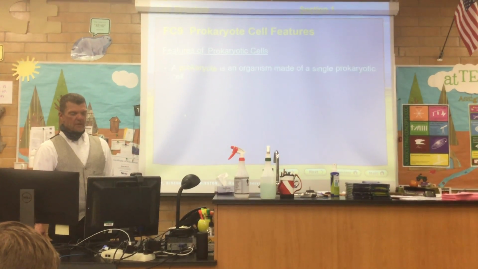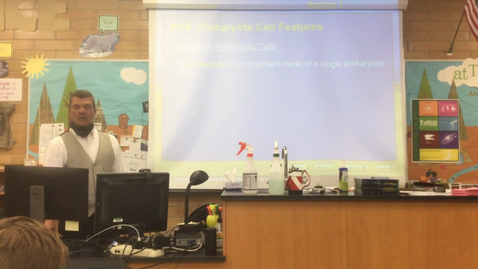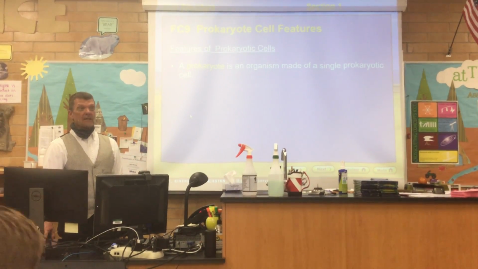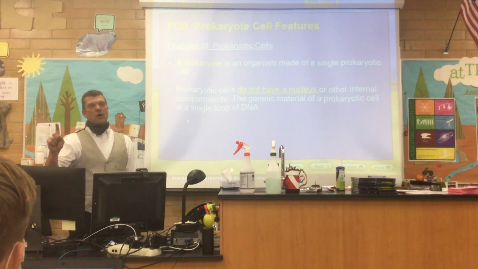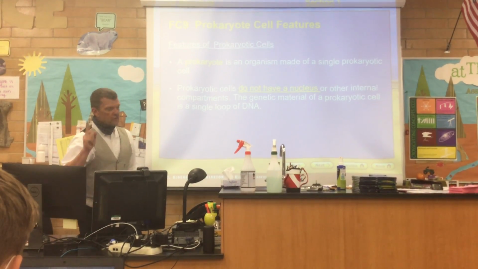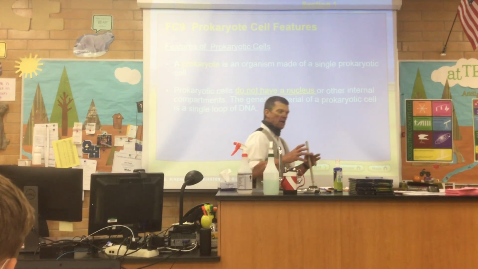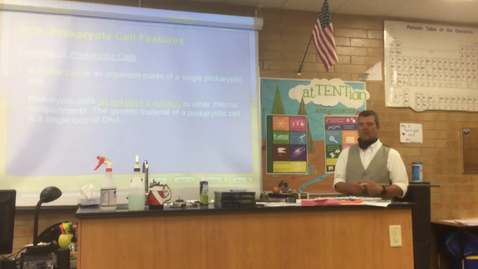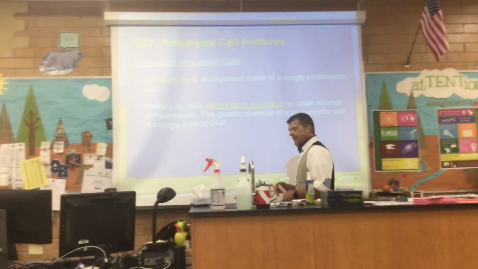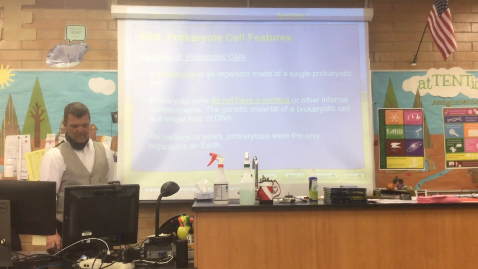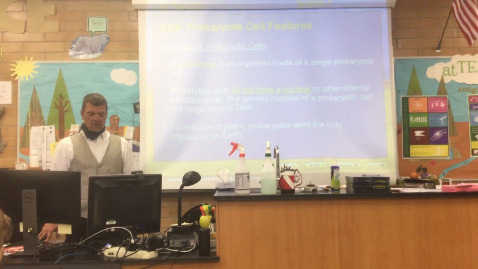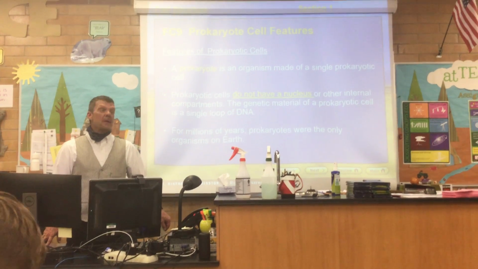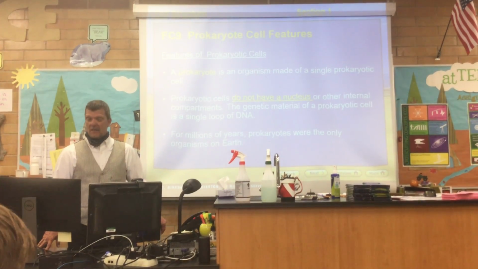Let's talk about the features of prokaryotes. Prokaryotes are always single-celled. They're never multi-cell. They're always just one-celled organisms. The main one that I want you to write down in your notes, to underline in your notes, is prokaryotes do not have a nucleus. So there's no little bubble to hold the DNA in. The DNA just floats around everywhere in the cytoplasm. No nucleus. Prokaryotes are the oldest life on Earth. They've been around for billions of years, probably about 3.5 billion years.